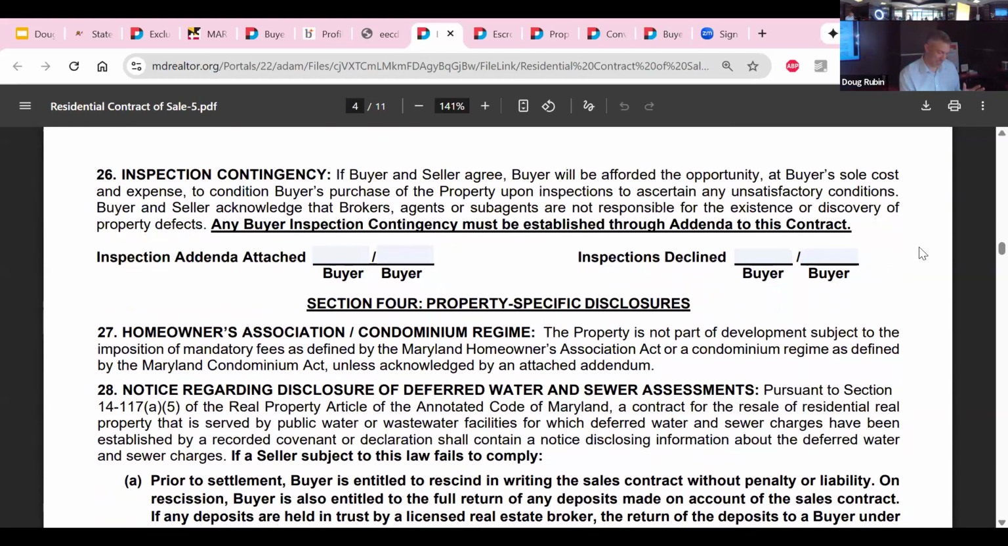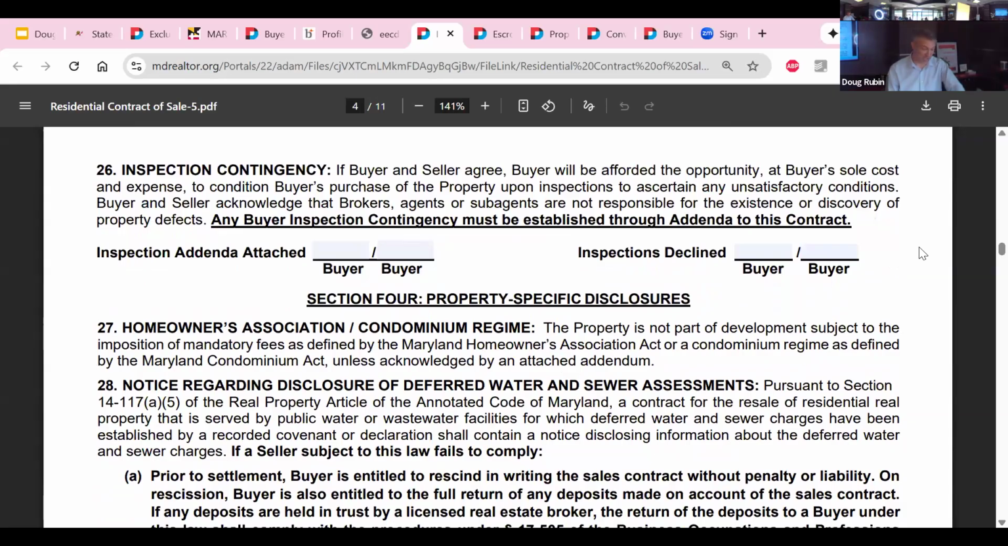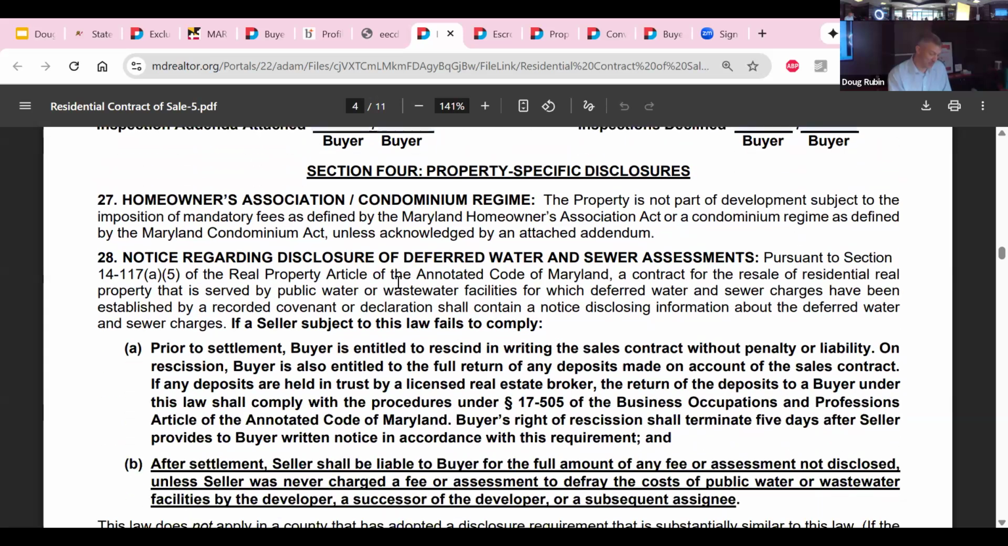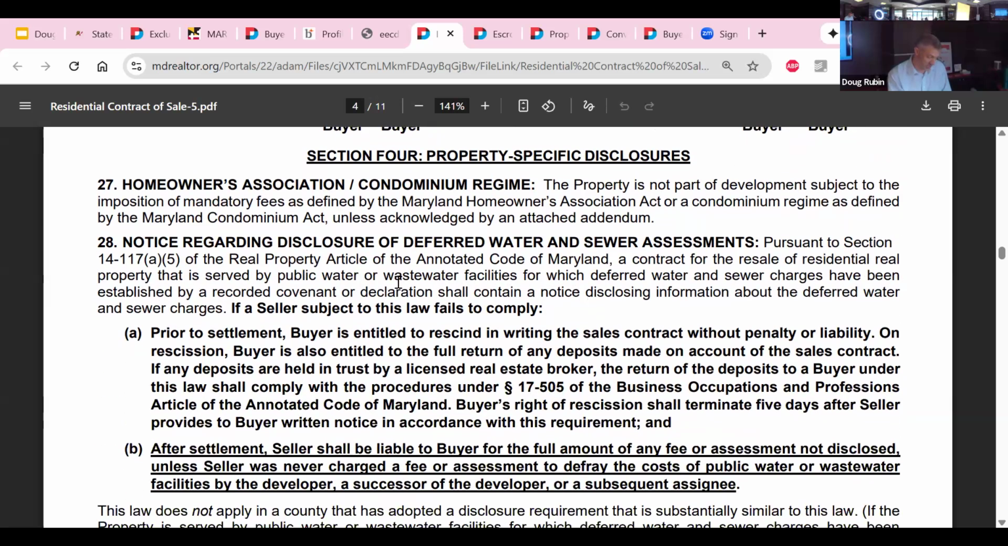Okay. If you want an inspection, you need to check yes, and you need to provide the addendum, because otherwise it's an as-is contract, right? You need to actually do both of those things. Check yes, I want one, but it doesn't say yes, I want an inspection. It says inspection addendum attached. We've tried to sort of dummy proof this for all agents.